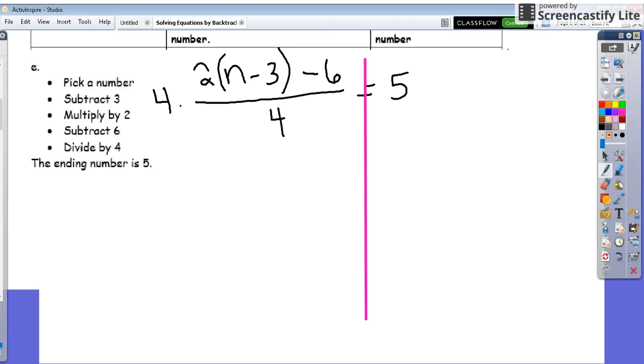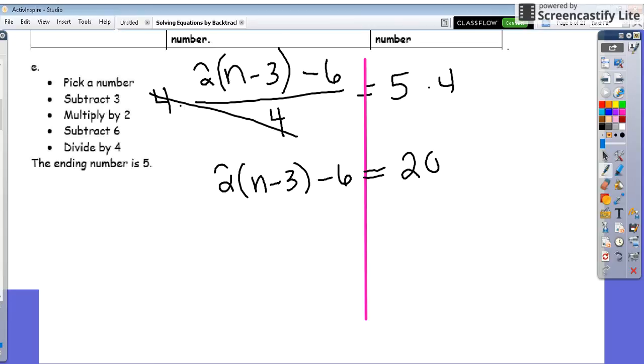So I'm going to multiply both sides by 4. That cancels that operation out. And I'm just going to write down and bring down everything else that we haven't touched. And then 5 times 4 is 20. Now we have this equation here, which is the same as the top equation. The only difference is we multiplied both sides by 4. It just looks a little bit different, but it's the same thing.